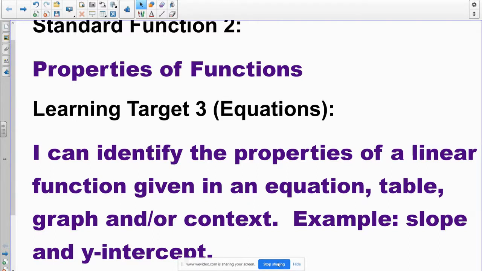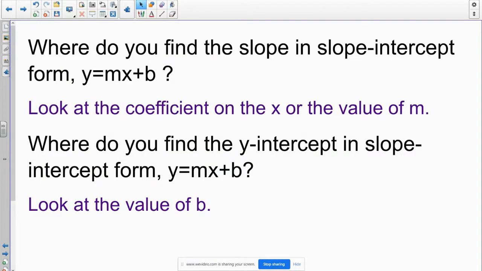Example: slope and y-intercept. Where do you find the slope in slope-intercept form? Y equals mx plus b. For example, where do you find the slope of an equation? You look at the coefficient on the x, so we're looking at this number right here, or you can think of it just as the value of m. Notice that m is the coefficient. Remember, a coefficient is the number in front of a variable. So m is the coefficient on the x. The slope is just sitting right here in the form y equals mx plus b.